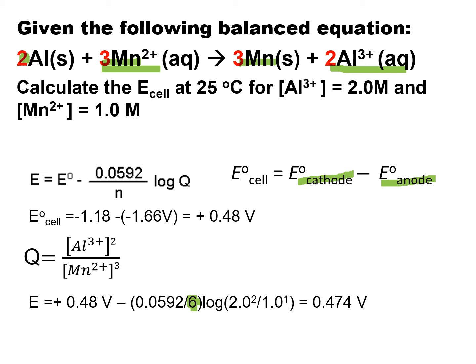So you see that the value doesn't change a lot, right? Normally these modifications due to the change in concentration are not dramatic in terms of changing the voltage potential. That's a pretty typical situation.